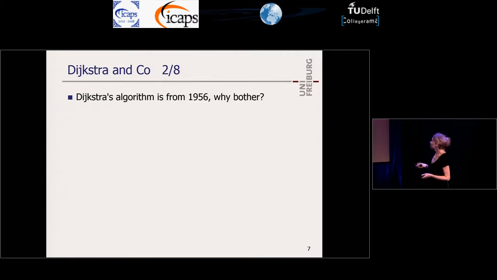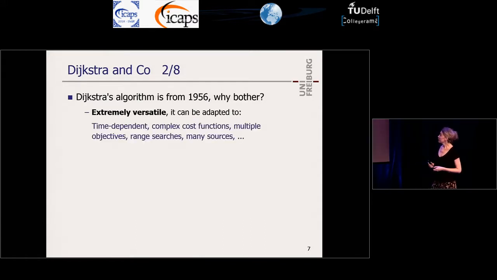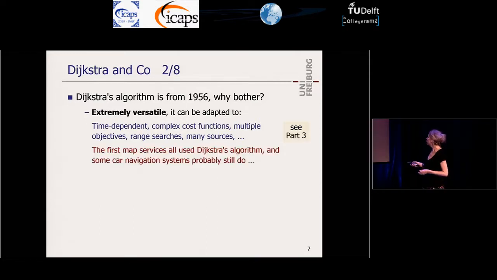Dijkstra's algorithm is from 1956. Why even bother? It's extremely versatile. Dijkstra's algorithm, like no other algorithm, can be used for any model. Maybe you have time dependence, complex cost functions, multiple objectives. I will show you a few of these in a second. Actually, the first map services, also Google Maps when it started, OpenStreetMaps, they all used Dijkstra's algorithm or slight variations of them. And I guess many car navigation systems still do.